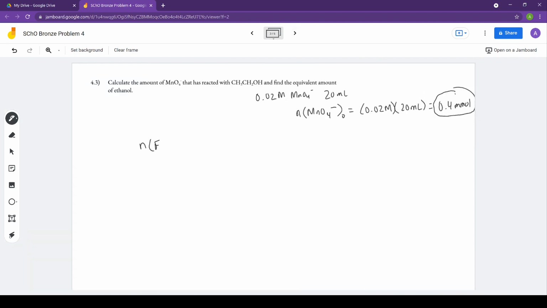n of Fe2+ till the endpoint equals my 0.1 molar, that's the concentration of the ferrous sulfate, times my 11.7 milliliters, which gets us 1.17 millimoles again. So we have these two pieces of information. Now we want to look at our stoichiometric ratios. If I know the amount of Fe2+ till the endpoint, I should be able to know how much permanganate reacted with it. So let's look back at our equation.